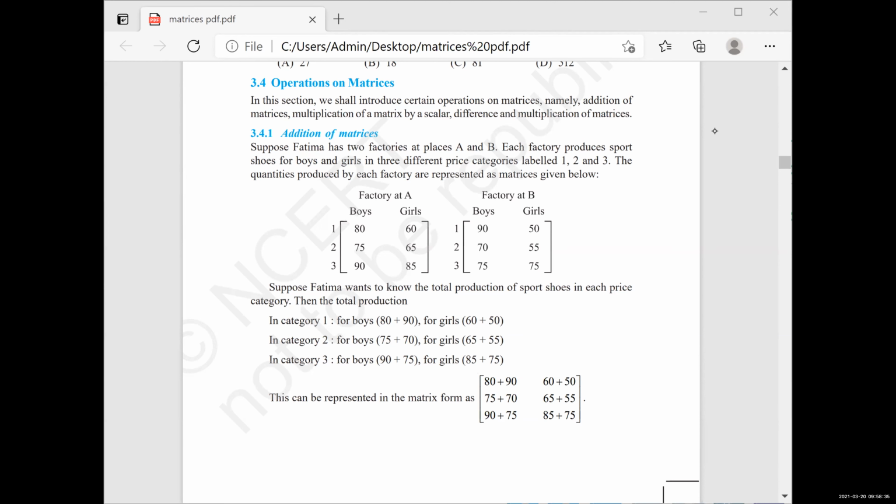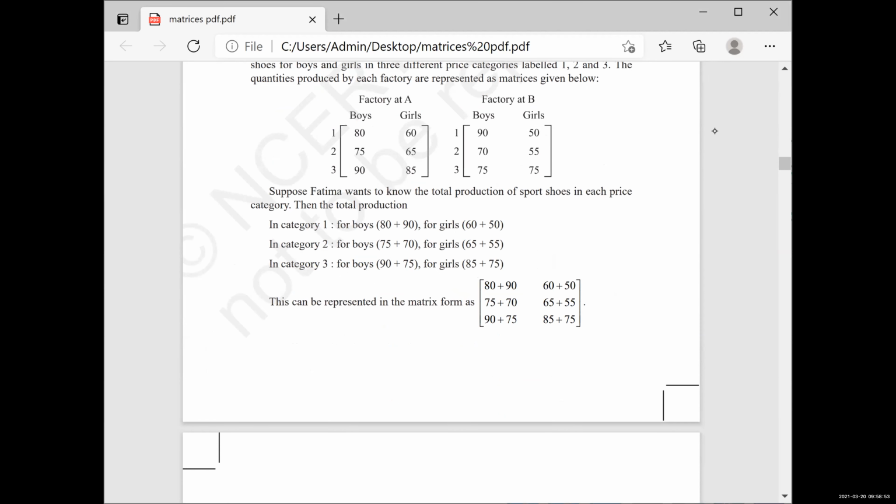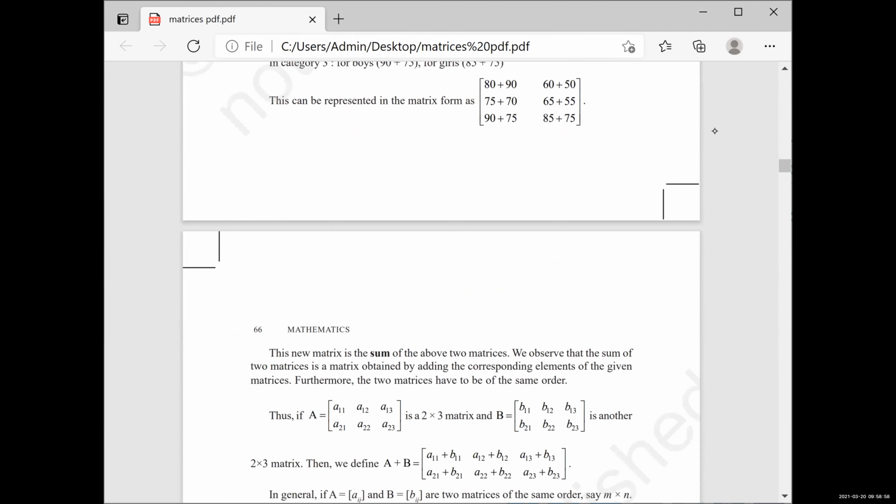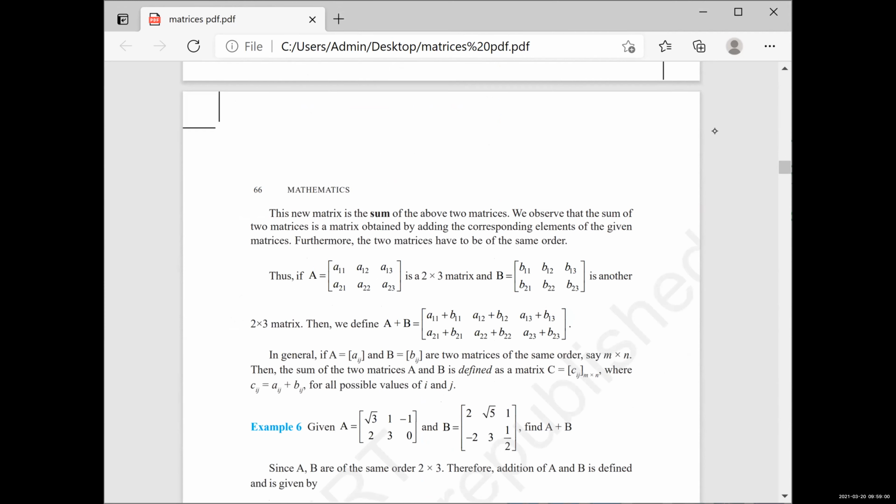Now look at here. It may be asked. Each one will be asked separately. What is the total number of shoes produced in category 1? What is the number of shoes produced for boys in category 2? Like that, they may ask it separately. Is it clear? So for this situational problem, some examples give more importance. Those example questions will be asked for case study questions. Similarly, the theory will be included in case study.